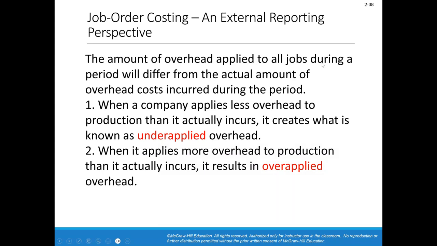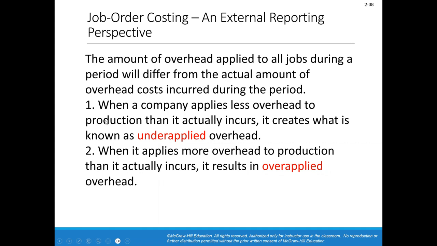The amount of overhead applied to all jobs during a period will differ from the actual amount. So we have this bucket, and let's say the bucket was $800,000, and at the end of the month our direct labor hours were actually more than what we thought they would be. So if we attach $20, but the direct labor hours are more, that means we're going to over apply, and we have to make a correction. The alternative is that instead of the 60,000 hours, we only use 50,000 hours. So we essentially have 10,000 hours we didn't apply. Then that was under applied.